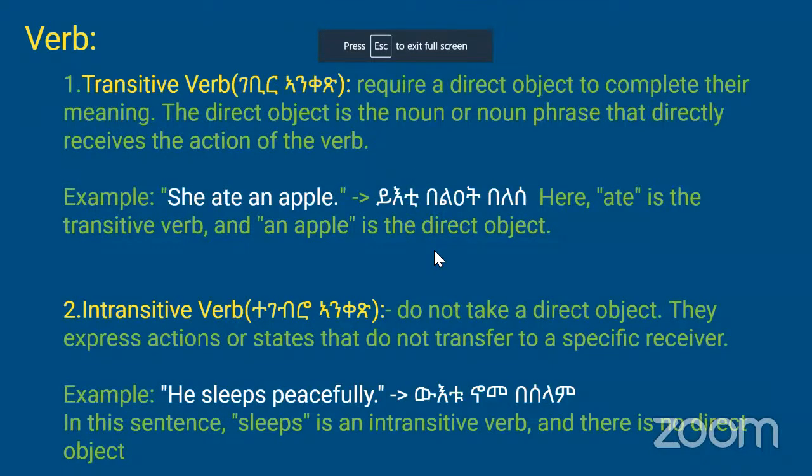When we look at them, how do I know if this is a transitive verb? You should ask who and what, okay?